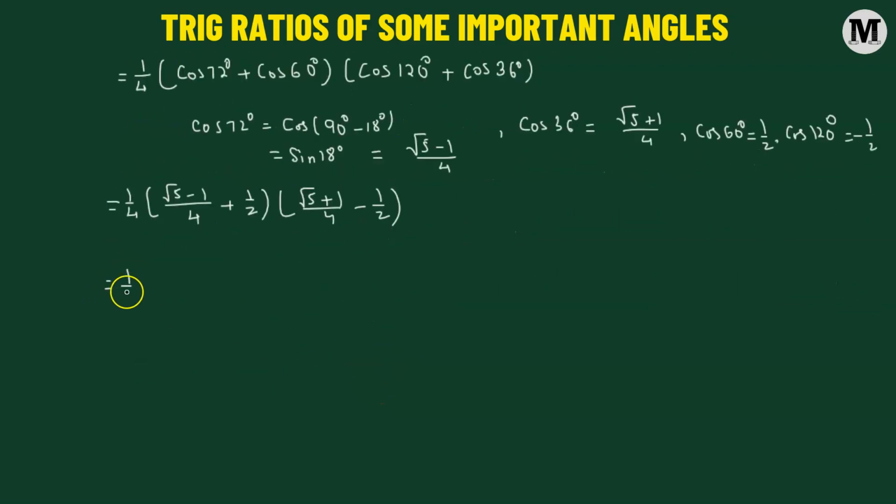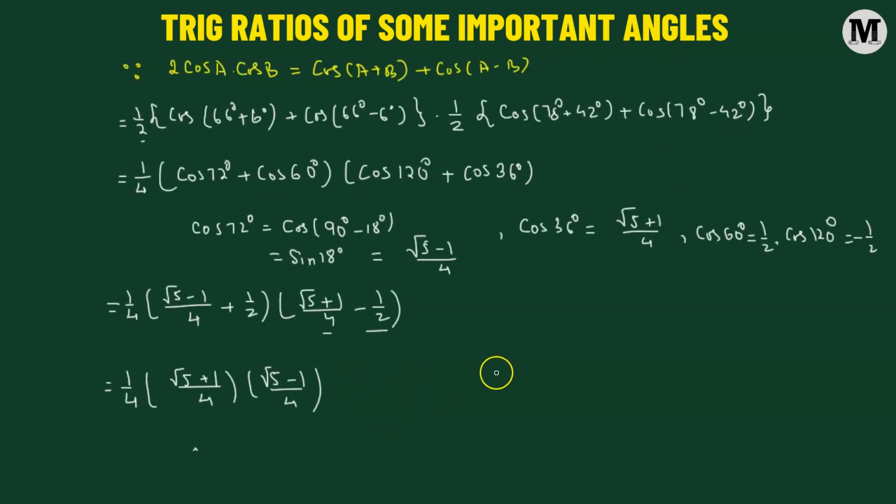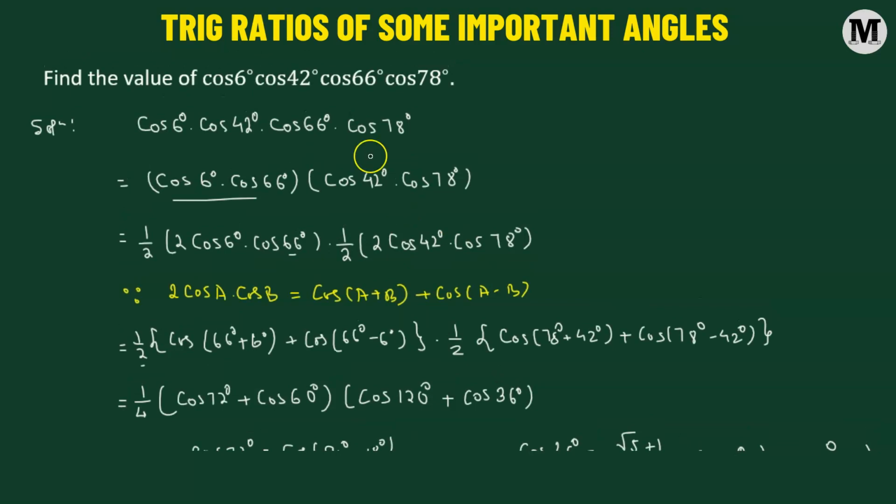Now we have 1 over 4 multiplied to, so combining square root of 5 minus 1 divided by 4 plus half, we're going to get square root of 5 added to 1 divided by 4. And if we combine this, we're going to get square root of 5 minus 1 divided by 4. Fine. So we now have in the denominator 4 cubed, and in the numerator square root of 5 plus 1 multiplied to square root of 5 minus 1, that's going to give us 4, which means that we have 1 over 4 squared, or simply put, 1 over 16, which is going to be the final value of the original trig expression.